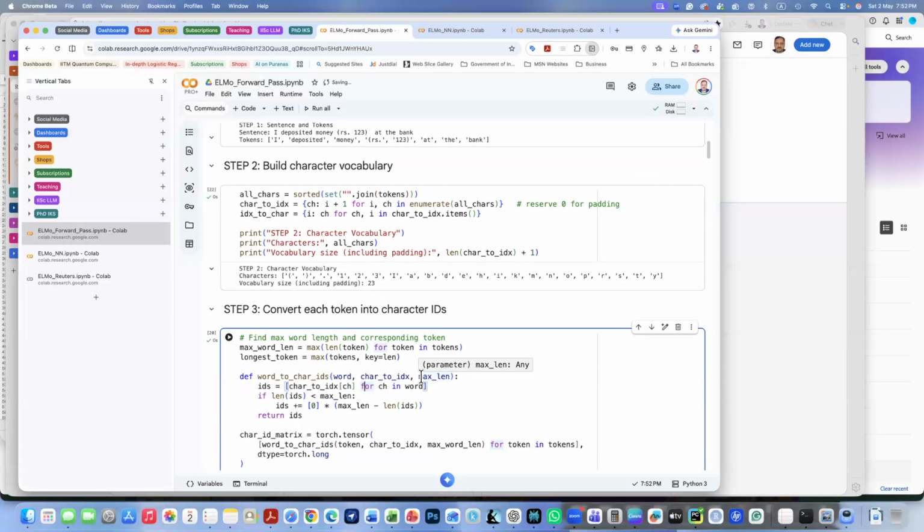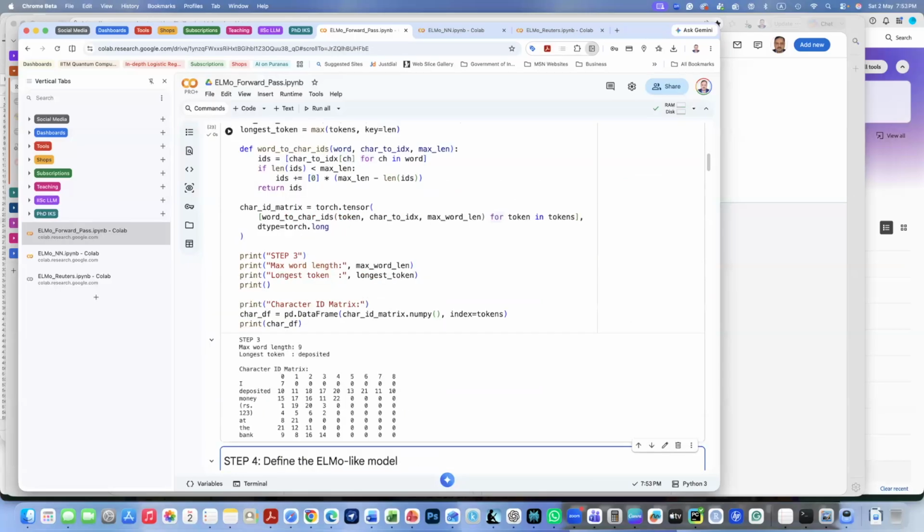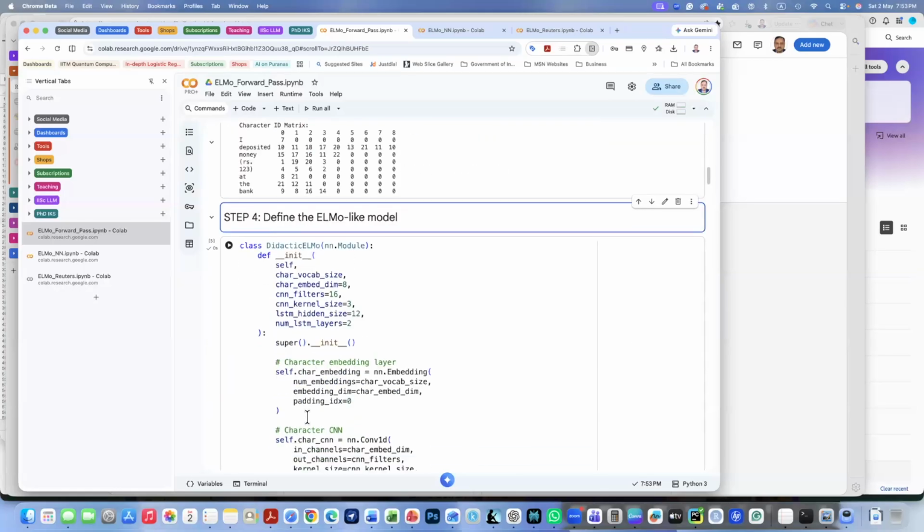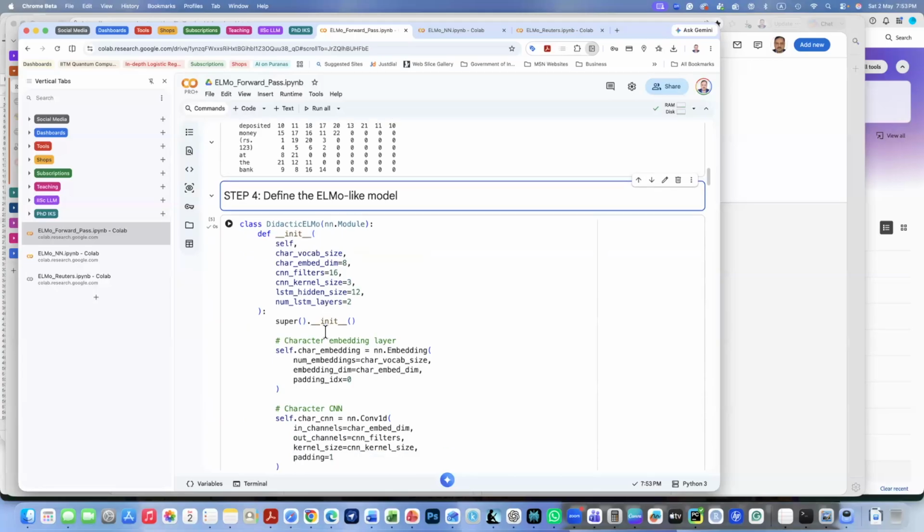Okay. Now if I convert them, it becomes like this. So now we have more word tokens in our list. We have got everything, and this is a representation. Now I have made a class in which I have implemented the ELMo neural network. Let me explain this a little bit to you.